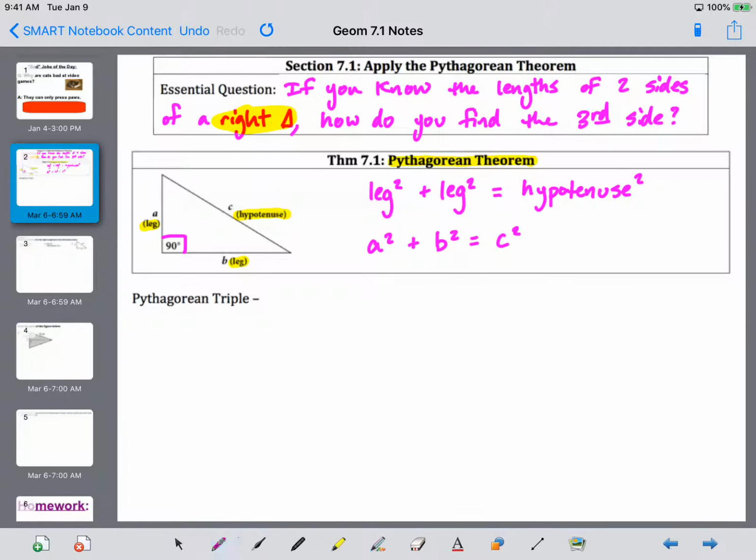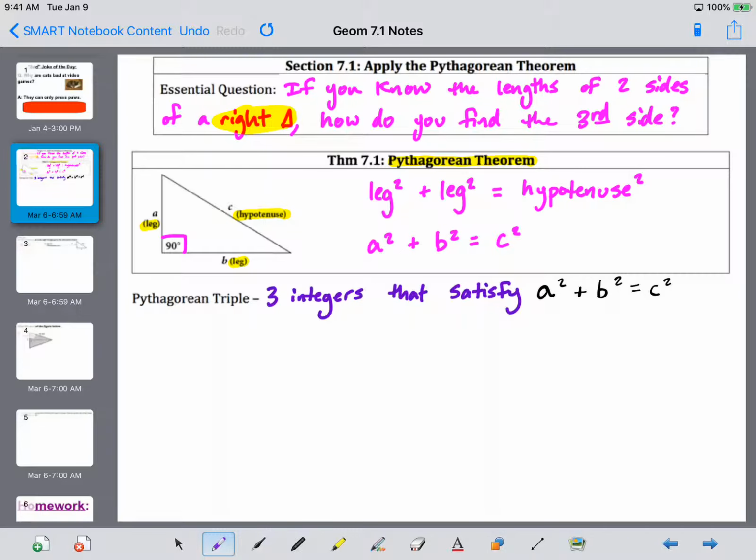Now there are a set of special numbers called Pythagorean triples, and those are just three integers, so whole numbers like 3, 4, 5, for example, that satisfy the Pythagorean theorem. So they satisfy a squared plus b squared equals c squared. There's a whole set of numbers that do that. If you Google Pythagorean triples, a lot of information is going to come up. You'll probably find a table that has some of the common ones in it.